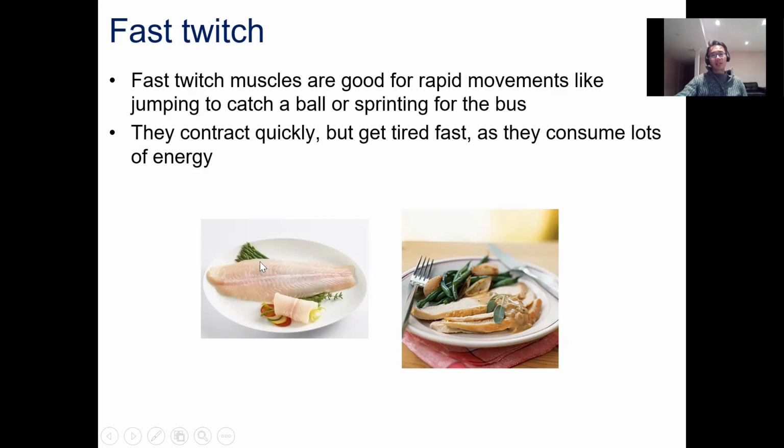Okay, so things like a cod or tilapia, they don't swim for very long distances. But when a predator comes, they need to be able to dash out of the way quickly. So that burst of energy, that dash away, that is going to have a lot of the fast twitch fibers.